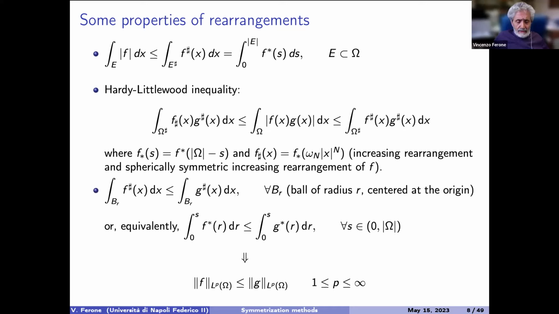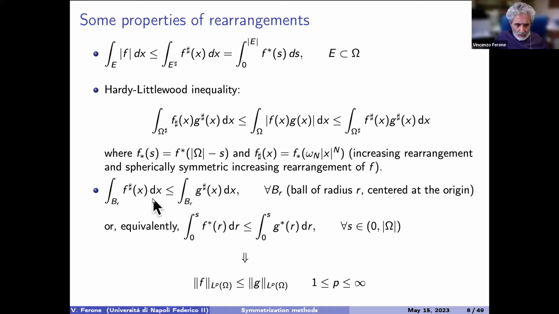Then, going back to the equality I described before concerning the norms: the norms of two functions which are equi-rearranged, which have the same rearrangement, are the same. So obviously, if F star is less than or equal to G star, then the norm of F is less than or equal to the norm of G. This comes immediately.